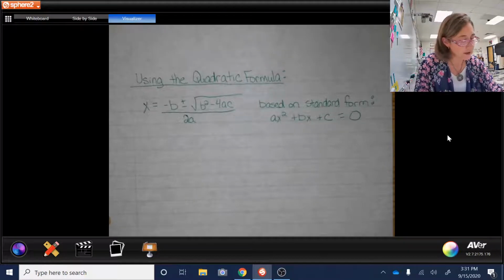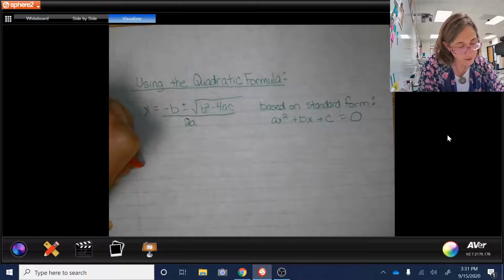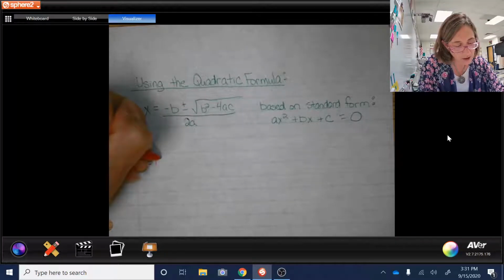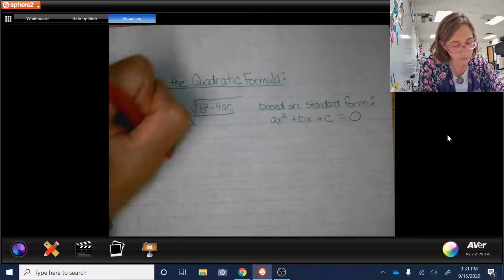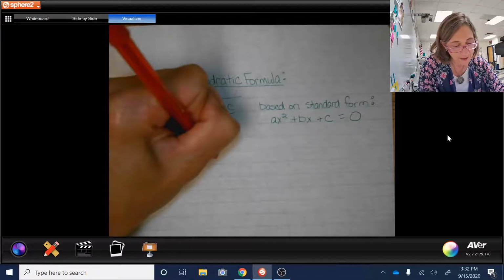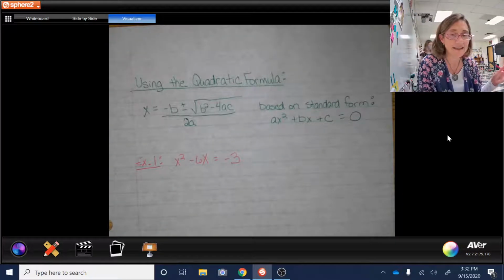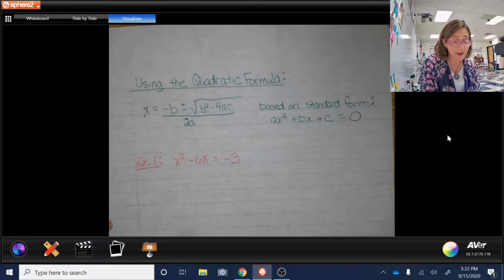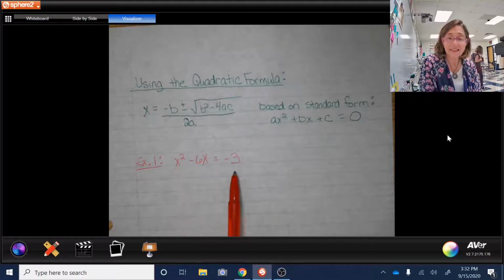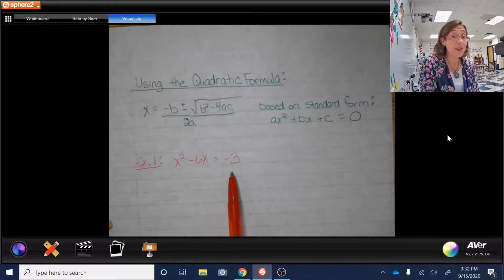So let's see how this is going to work. Let's start with an example of this quadratic equation. Let's do x squared minus 6x equals negative 3. Okay, so it's a quadratic equation. It's got an x squared in it. So the first thing you want to ask yourself is, is this in standard form? Well, it's not, because I don't have an equal 0. So this is bad news that we have a minus 3 here. I don't like that minus 3.